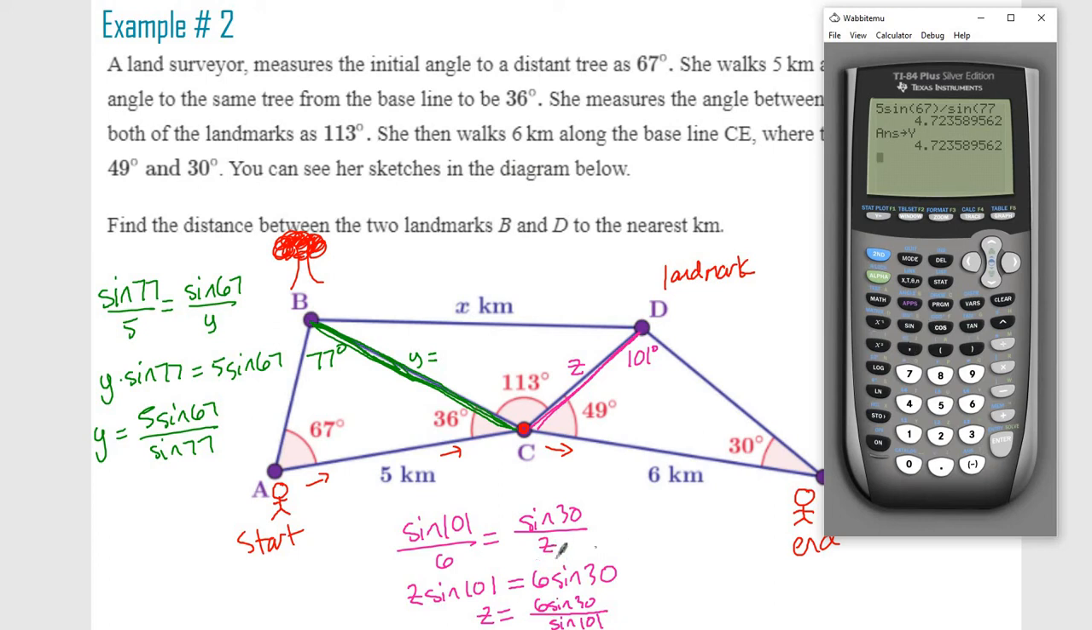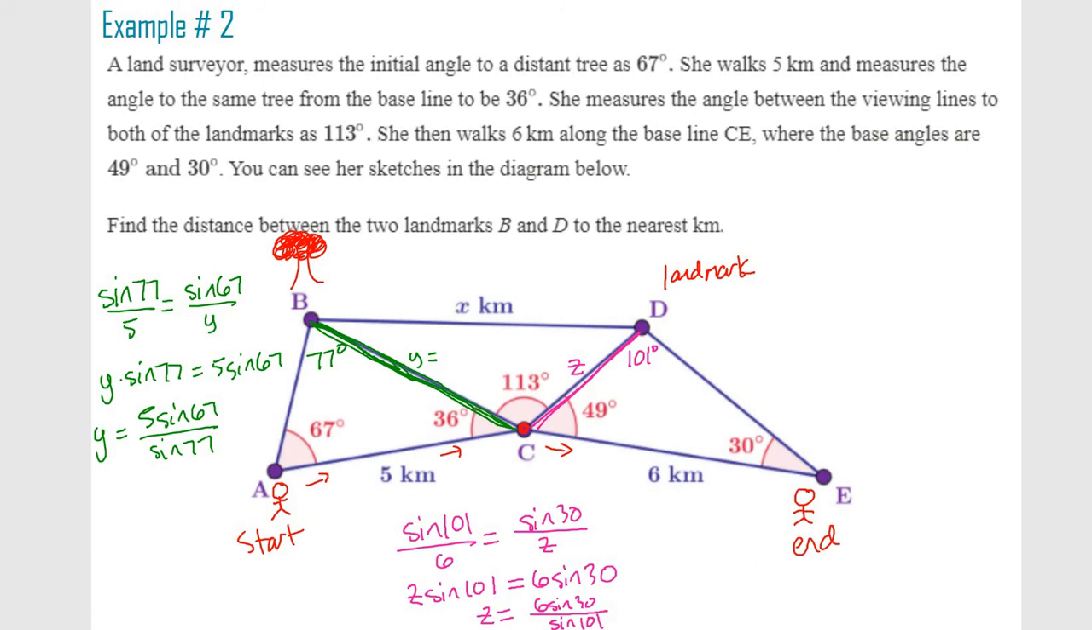Okay, so let's do it again. Let's solve, put z in. So 6 sine 30 divided by sine 101. We're going to take that answer and store it as alpha z. So now we have y and z. So if we go back over here to find our final answer, I guess I don't need that equal sign there.